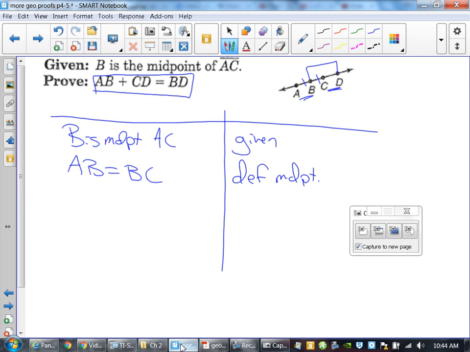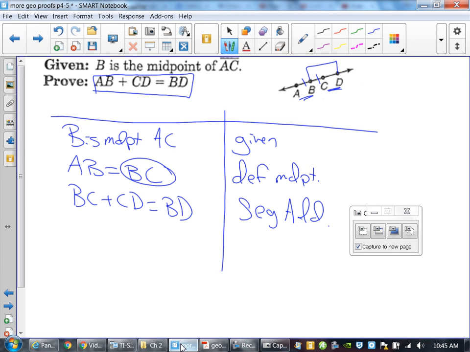Well, BD is a larger segment. Do you agree? BD is made up of what two smaller segments? BC and CD. So let's say that BC plus CD. Why can I say that two smaller segments add up to equal the bigger? Segment addition. Yeah. Now, I've already said that BC equals AB, which means everywhere I see a BC, what can I put? Why? Very good.